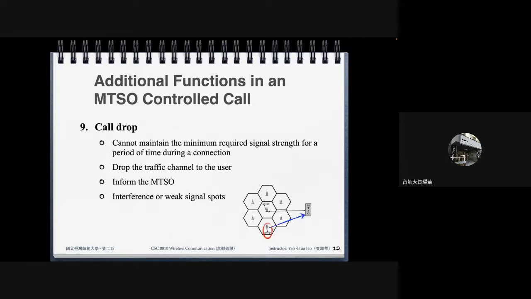Call drop. A call can be dropped, for example, if it cannot maintain the minimum requirement of signal strength for a period of time during the connection, or if you want to do the handoff and cannot. The call will get dropped, the traffic channel will get dropped from the user, which also informs the MTSO, saying, hey, the call has been dropped because the connection is not strong enough, or it could be an interference or a weak signal spot, and the MTSO will record all this information.